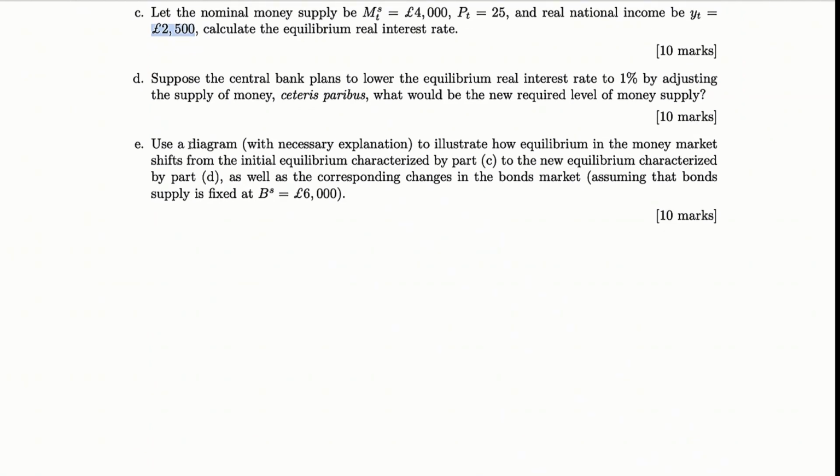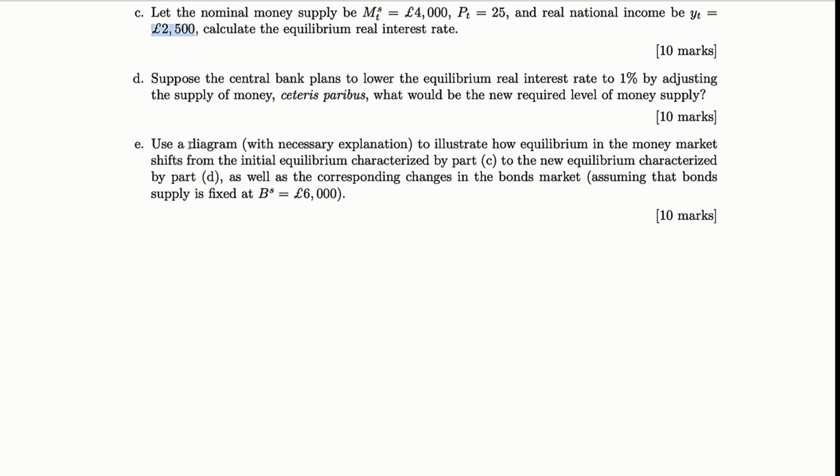Okay, so suppose that the central bank plans to lower the equilibrium real interest rate by 1% by adjusting the supply of money. What would be the new required level of money supply? So in this case, you have how much the change in R is, or how much R will be, but now what is unknown here is the money supply. You still use the same approach, but the unknown is going to be the money supply, and you're given R. So you work out how much that is.